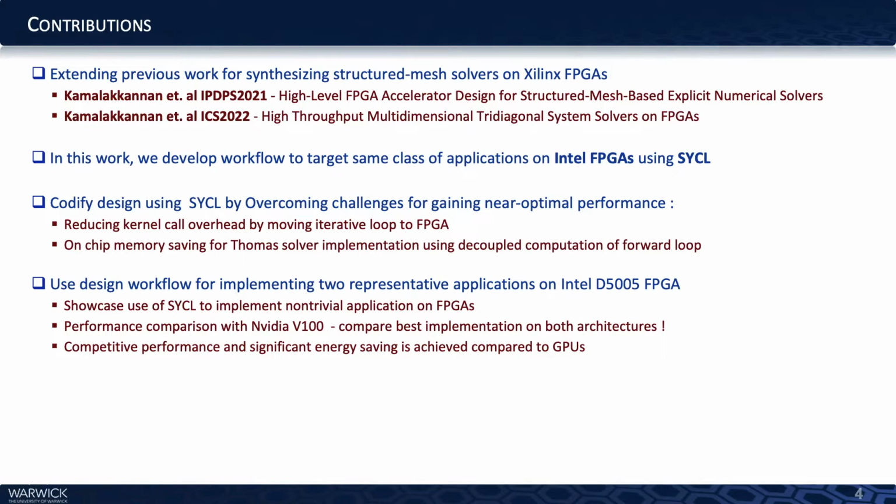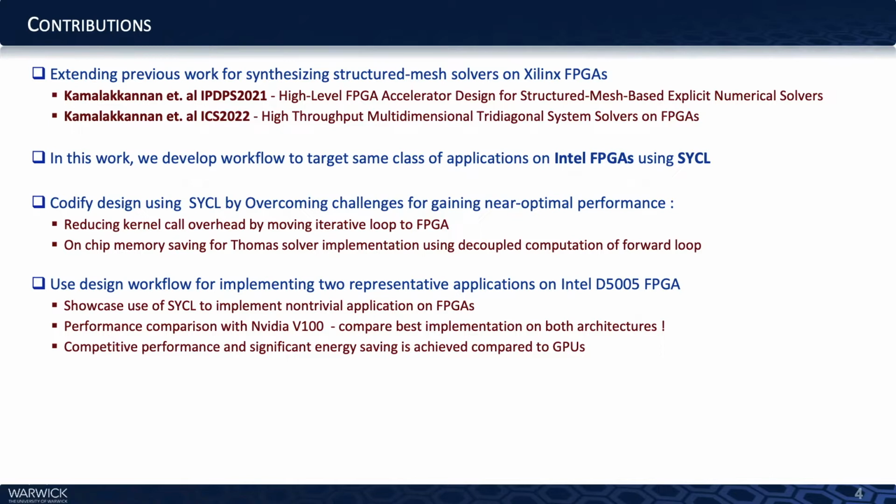Our aim is to investigate how best to codify our designs using SYCL and overcome challenges in gaining near-optimal performance with it. The two key challenges leading to specific SYCL optimizations are: firstly, reducing kernel overhead by moving the iterative loop to the FPGA, and secondly, reducing the on-chip memory consumption by decoupling the Thomas forward loop computation for the implicit applications. Our designs and workflow are applied to implement two non-trivial applications using SYCL.